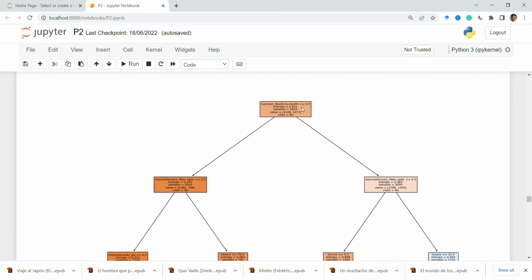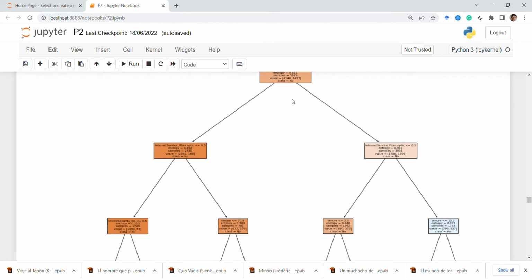So if the contract is month to month, you go this way. If it is not month to month, you go this way. And at this point there are 5,000 observations, and 4,000 have the value 0. The other 1,400 have value 1, and then the majority here will not leave the company.